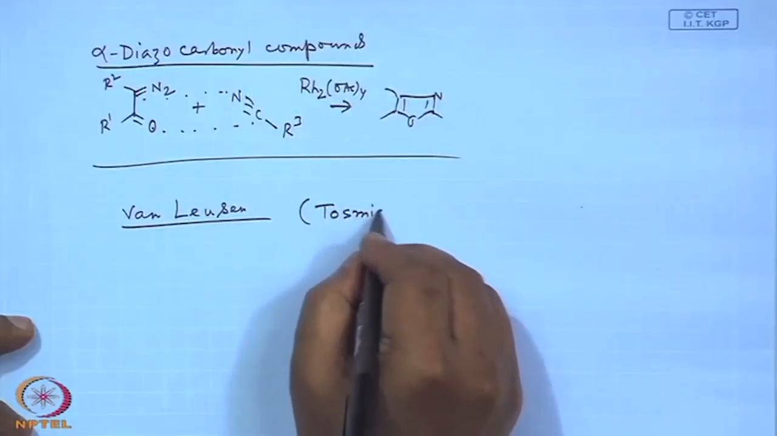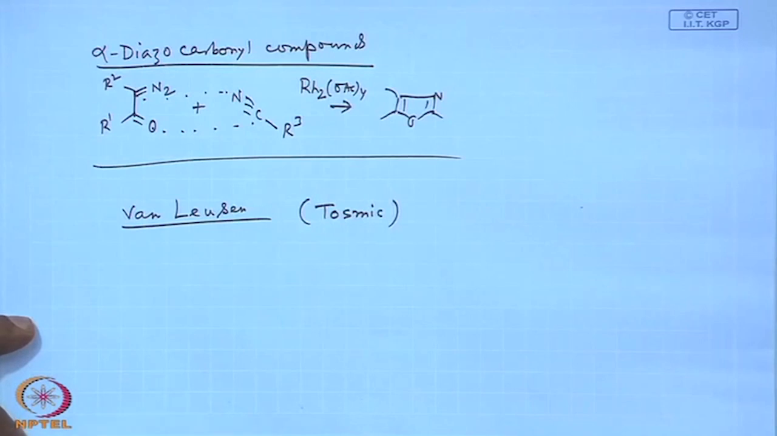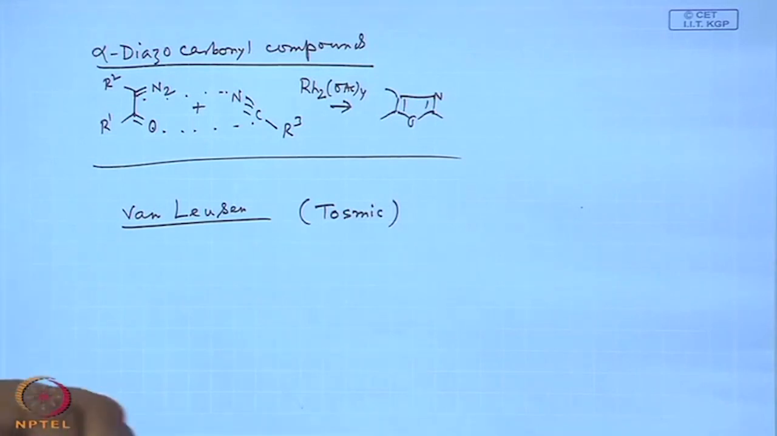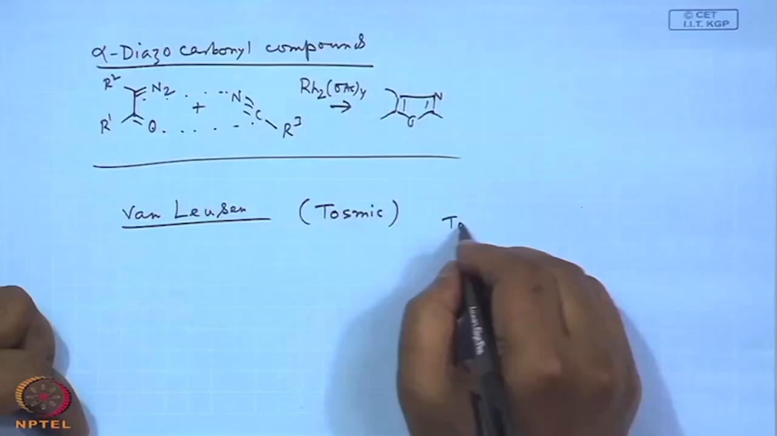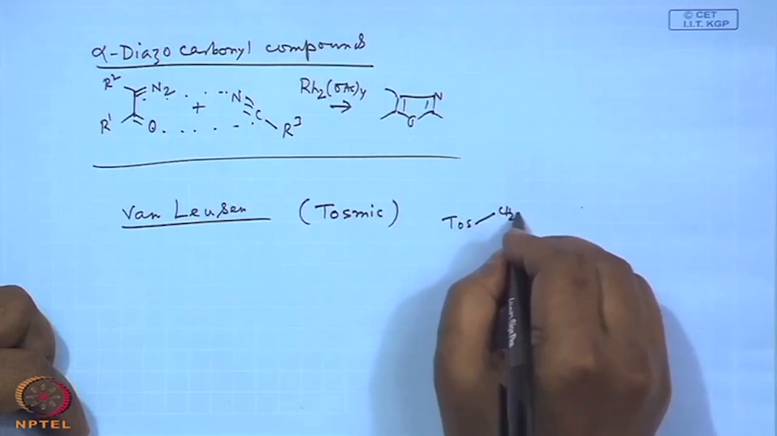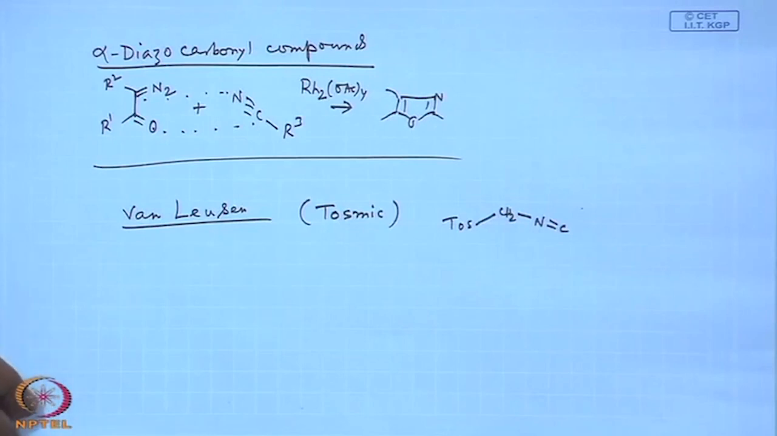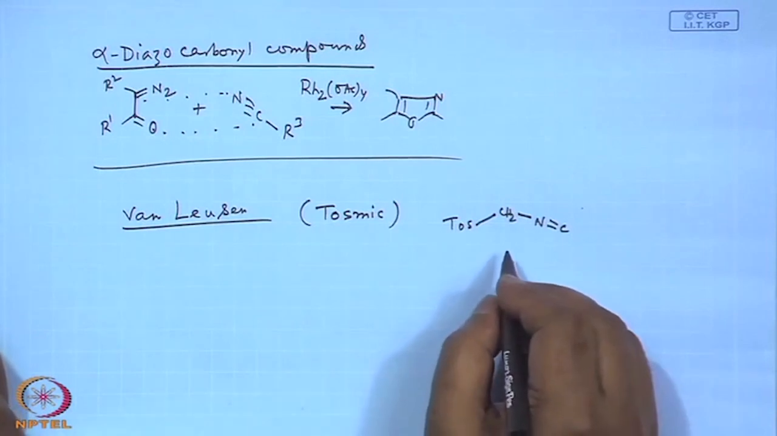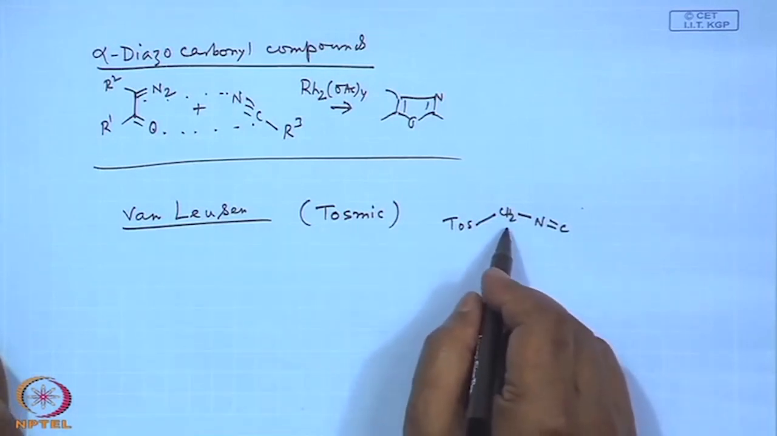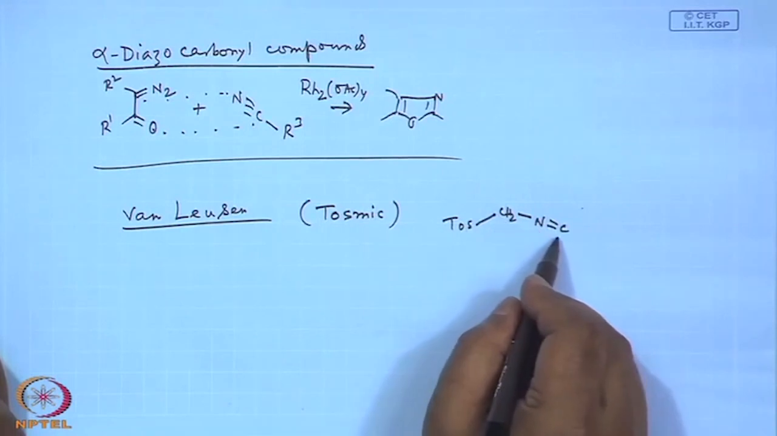based upon a reagent known as tosyl methyl isocyanate, and tosyl methyl isocyanate is equivalent to CNC. That's how I remember CNC, carbon nitrogen carbon. There is the tosyl group, the methyl and the isocyanate, nitrogen and this. Nowadays it is extensively used. It is basically a synthon for carbon, nitrogen and carbon.